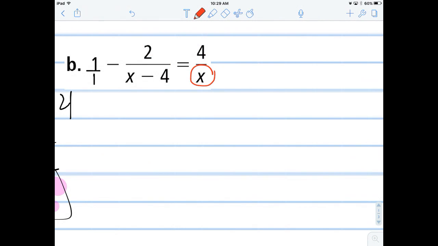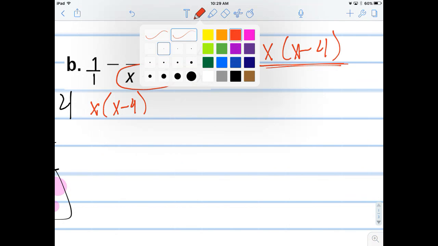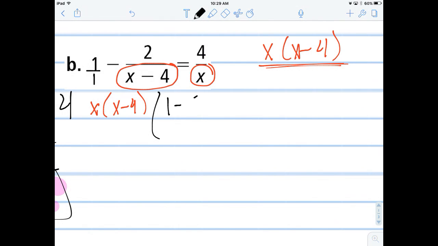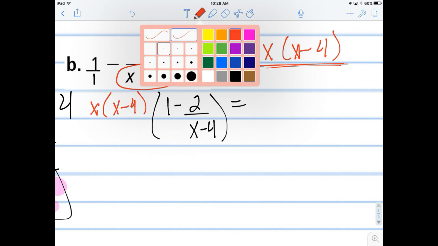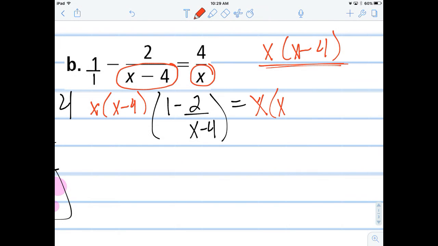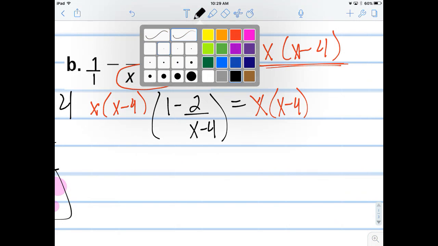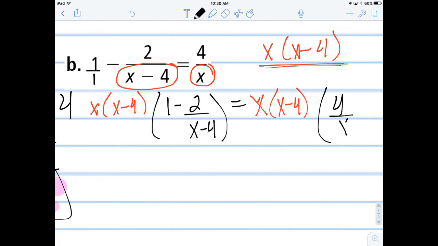I'm going to need an x to take care of that one. And then I'm going to need an x minus 4. That's one entire factor. So my least common denominator ends up being x times x minus 4. So I need to take both sides and multiply by x minus 4. So we're going to take x minus 4 and multiply by this whole side. So we'd have 1 equals, and then we're going to have to take x minus 4 and multiply times the other side, which is 4 over x.